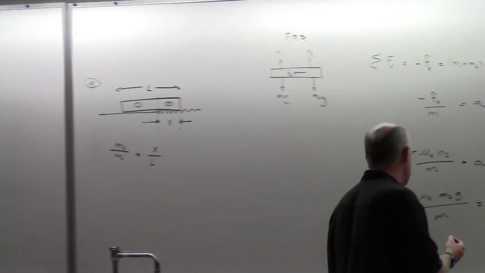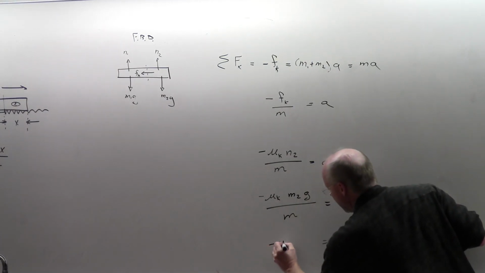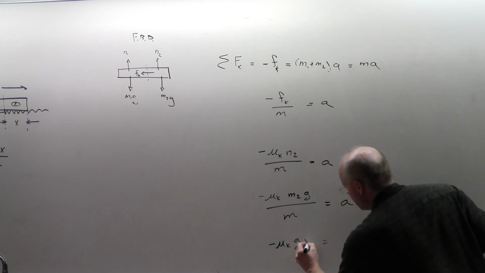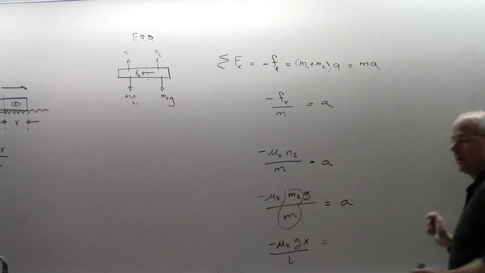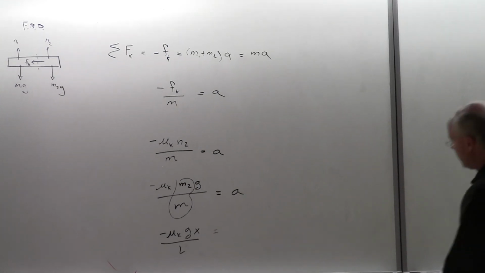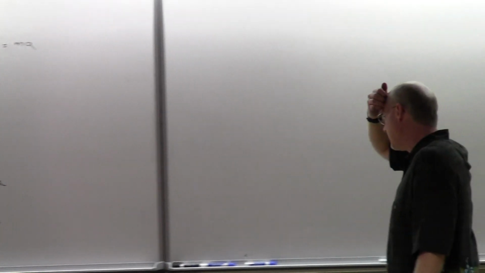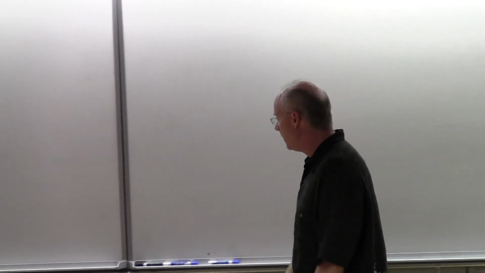And so to get the acceleration in terms of x, then I would have a mu k. I would still have my g, but then I would have my x over L. And so I would replace that with my x over L. And so that would be my acceleration. There's how much acceleration I would have.